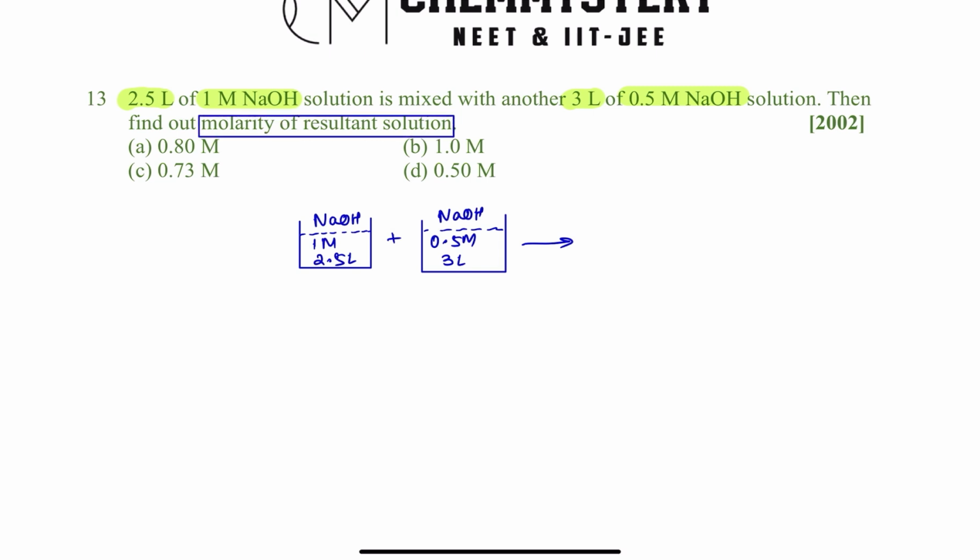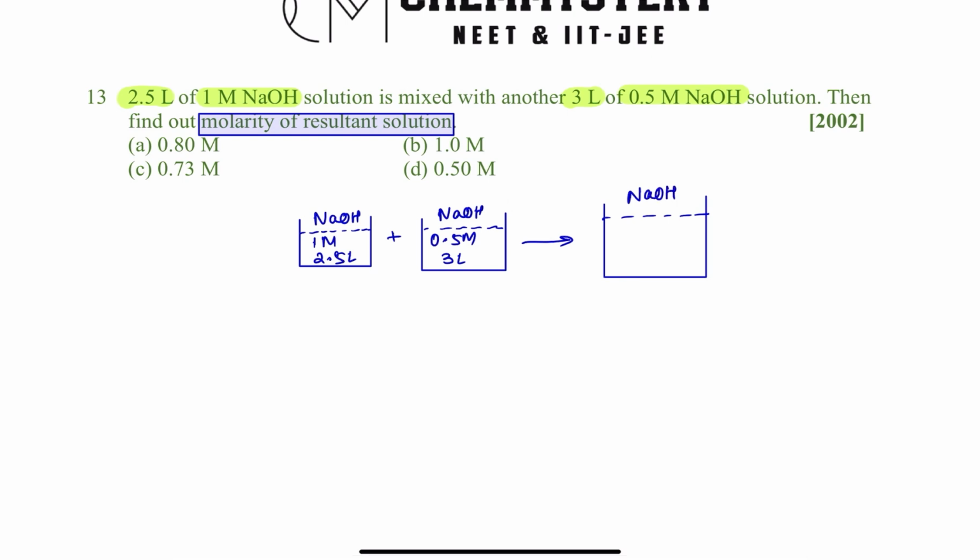So after mixing, we are getting a resulting solution. We have to find the molarity of this resulting solution. So obviously NaOH mixed, finally what we are getting? NaOH. They didn't say that we are adding extra water or something. Simply the first one and the second one are mixed together. So after mixing, the volume V3 should be equal to 2.5 liters plus 3 liters, that is 5.5 liters, because we are simply mixing two solutions. We are not adding any water. Such kind of information is not given. So we need to find M3.